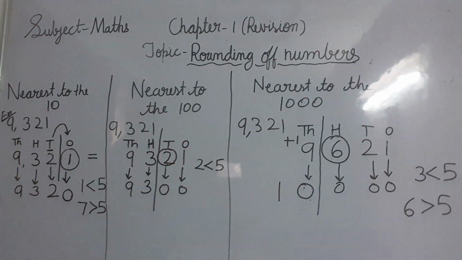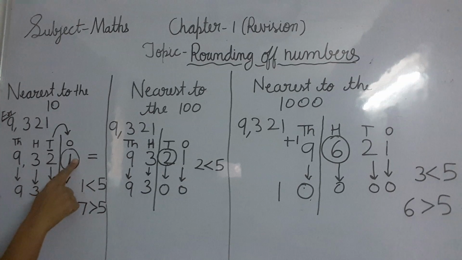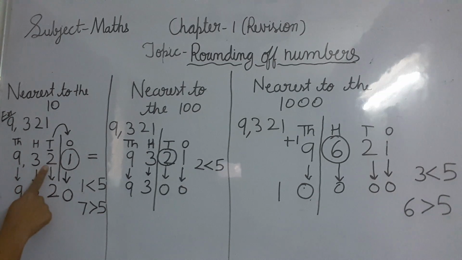So this is the round off nearest to the 10, round off nearest to the 100 and round off nearest to the 1000. Again I am repeating, if we are doing nearest to the 10, before the ten's place convert all the numbers to 0, and we have to compare the ones digit with 5. Okay. If it is equal to 5 or greater, then we have to add 1 on the tens place. If it is less, then the rest of the numbers will be the same.